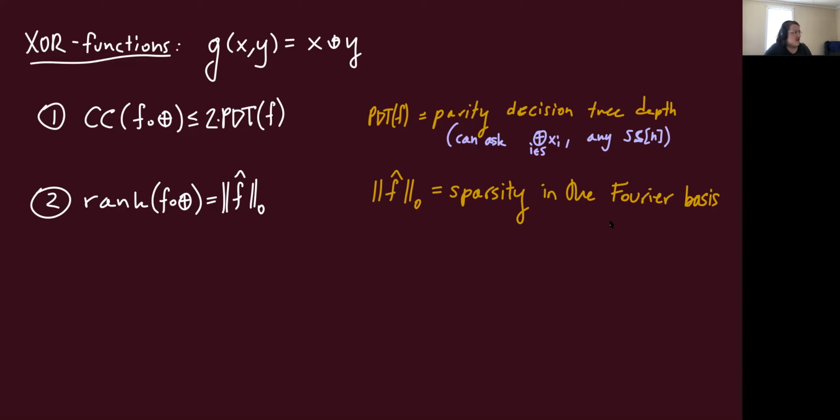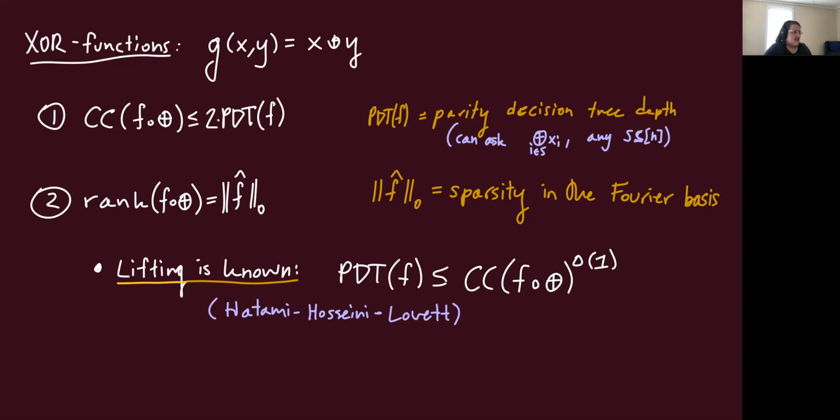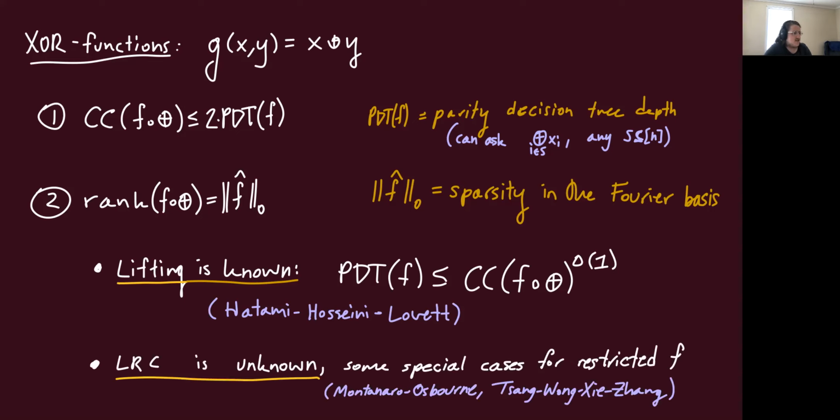Okay, so what's known on these two fronts, the lifting front and the log rank front. So lifting actually is known. We know how to show that the parity decision tree complexity of F is upper bounded by a polynomial in the communication complexity of F composed with XOR. And this is a result due to Hatami, Hosseini, and Lovett. On the other hand, the log rank conjecture is unknown, aside from special cases where we restrict F to have some special properties, like, for example, low F2 degree.